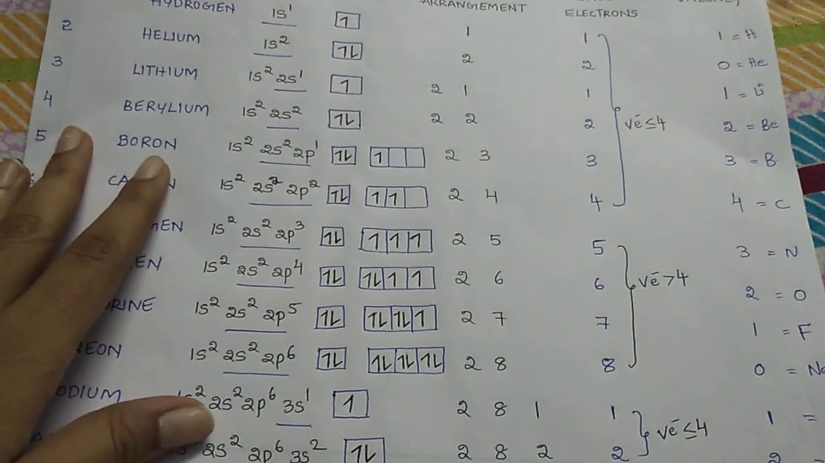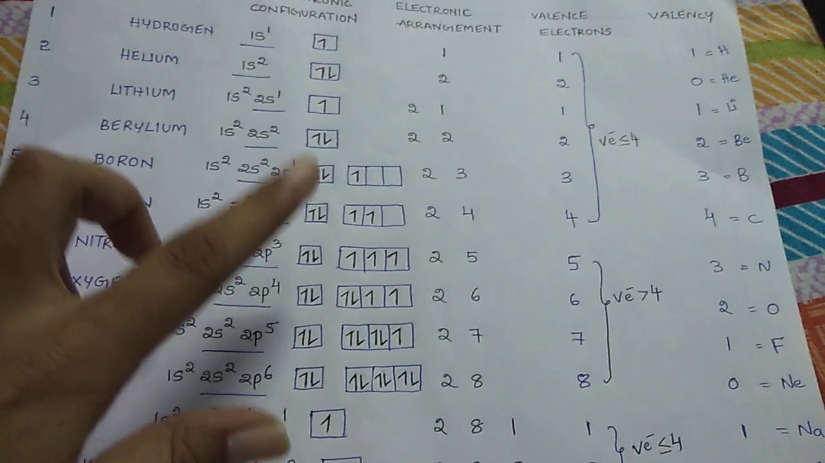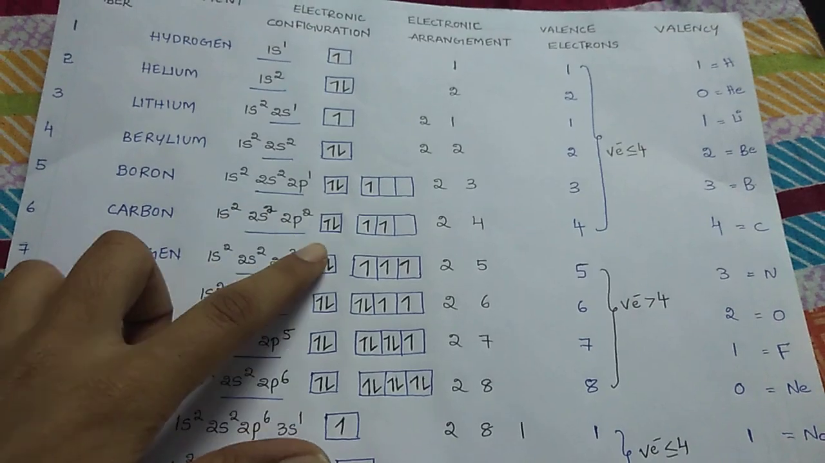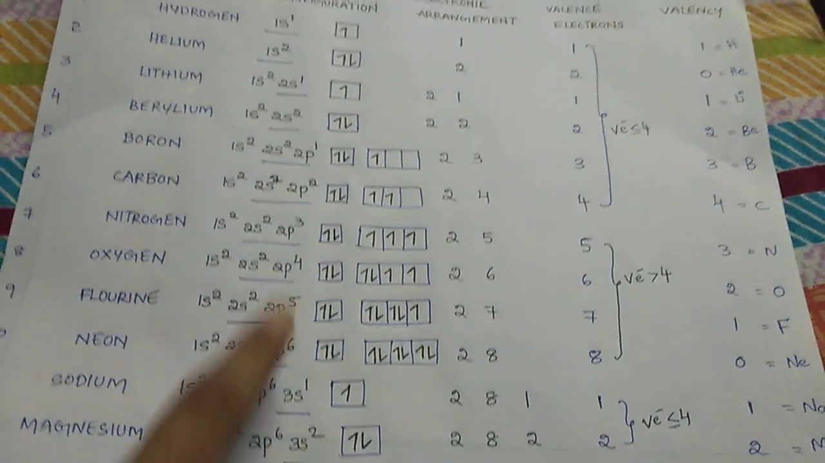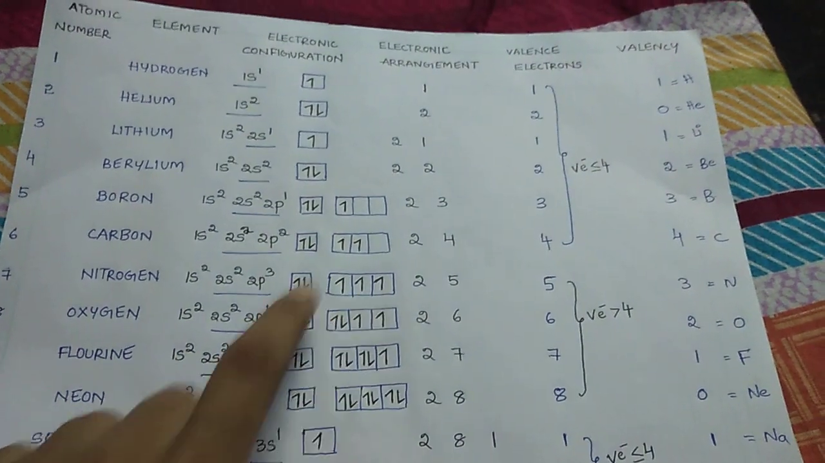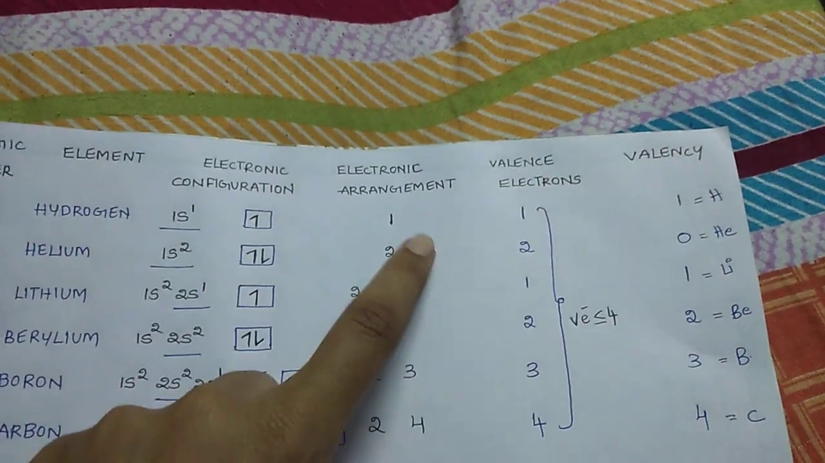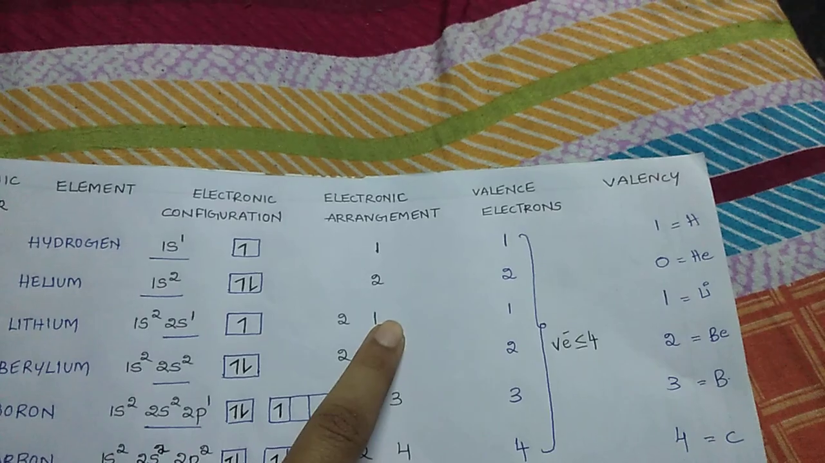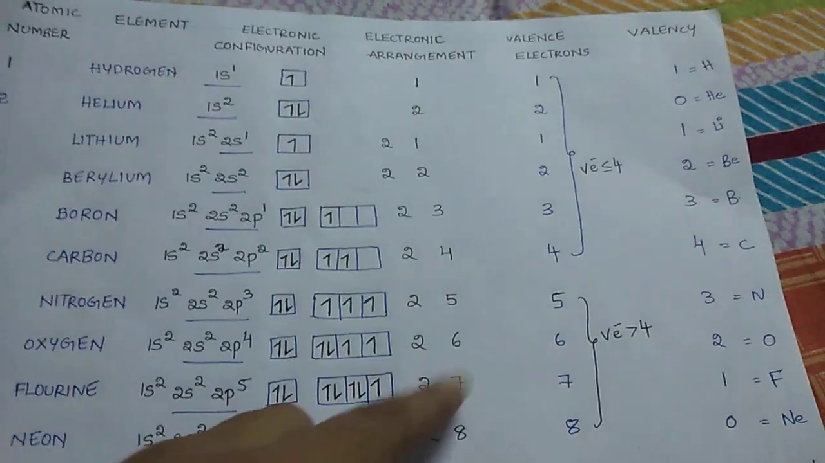Different shells will have s, p, d and f orbitals. So for different shells, the s, p, d or f orbitals are given here according to their electronic configuration, and we can see how the electrons are arranged in their respective orbitals. Then we can go for the electronic arrangement. For hydrogen, 1 electron, so 1. For helium, 2. And for lithium, the arrangement is 2, 1. For beryllium, 2, 2. For boron, 2, 3, then 2, 4, 2, 5, 2, 6, 2, 7, 2, 8, 2, 8, 1, 2, 8, 2 and likewise.